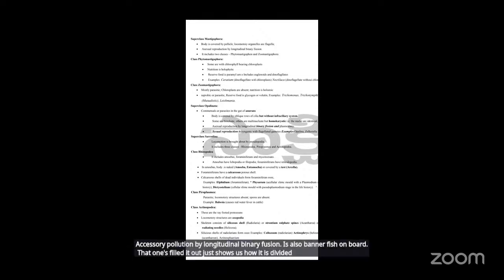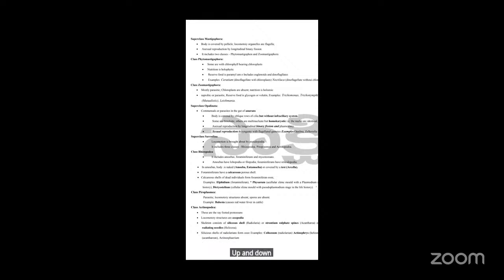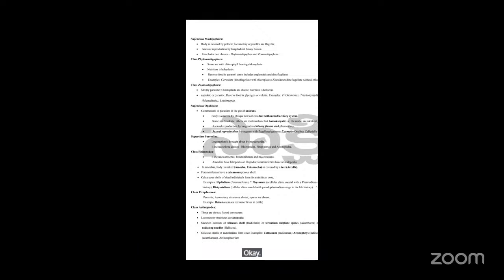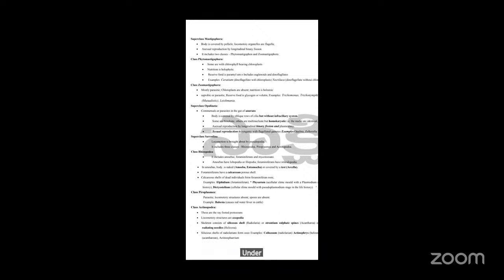So now let's see, up and down, left and right. From top to bottom, left to right. Longitudinal means north to south, up to down, and latitudinal is left to right. I think in biology we call it lateral. It includes 2 classes, Phytomastigophora and Zoomastigophora. Okay, under Mastigophora, we still have Phytomastigophora and Zoomastigophora.